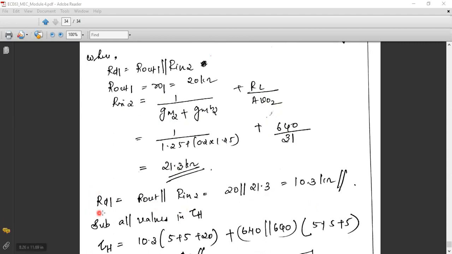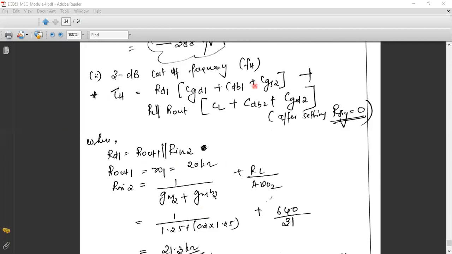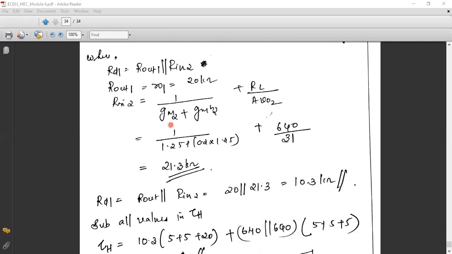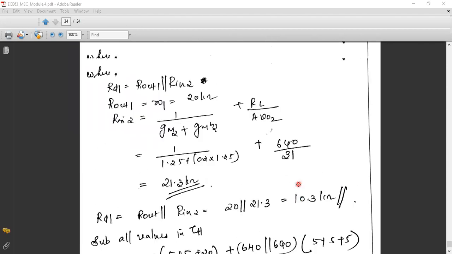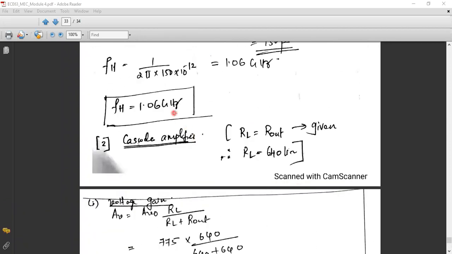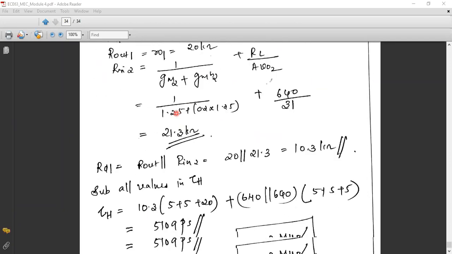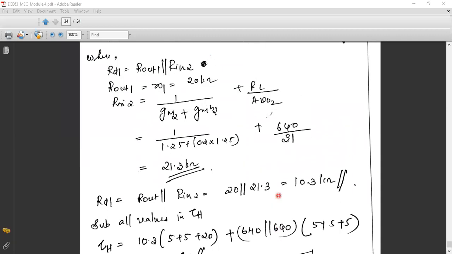Now everything is with you. RD1 is also with you, and R_out is also with you. So you can substitute here. So the frequency is 31.2 megahertz. That is, it has decreased, right? Before it was what? 1.06 gigahertz. So from 1.06 gigahertz, your frequency has decreased to 31.2 megahertz. So bandwidth has decreased. At the same time, gain has increased.